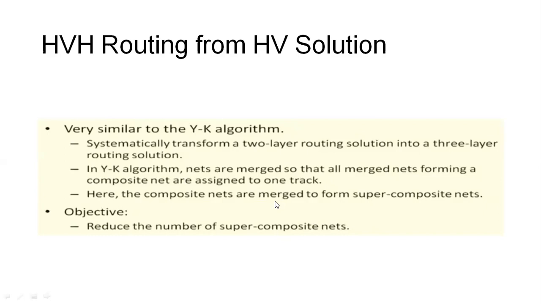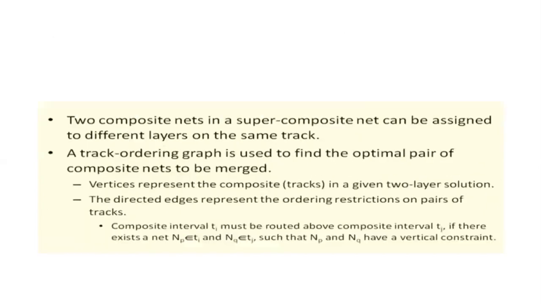Our super composite nets basically means a set of composite nets which are placed on the same track, but possibly on 2 different layers. So now our target is to minimize the number of composite nets, which means minimizing the number of tracks. If you can reduce the number of tracks, we can reduce the total area of routing, because the height of the channel can be reduced. Okay, so this is the idea here.